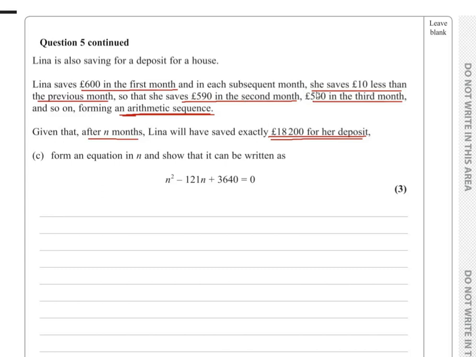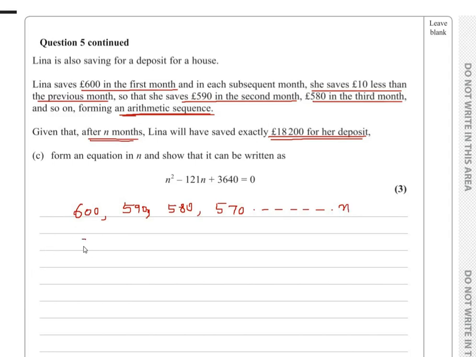So let us first write down the sequence we have been given. It is 600 for the first month, 590 for the second month, 580 for the third month, 570 for the fourth month, and so on. She is saving for n months. We have not been given the number of months, so let us take it as n months.